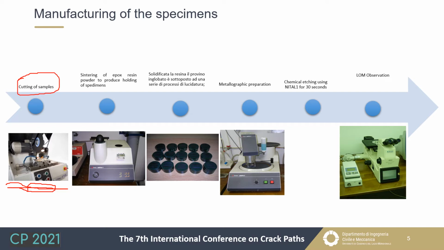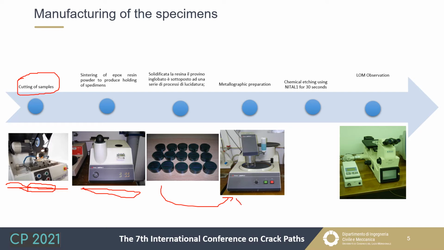The second one is a machine that allows us to prepare small specimens able to be put in the metallographic machine, which is able to polish the surface by using abrasive papers, and by using aluminium suspension, we can achieve a very accurate preparation, like a mirror.